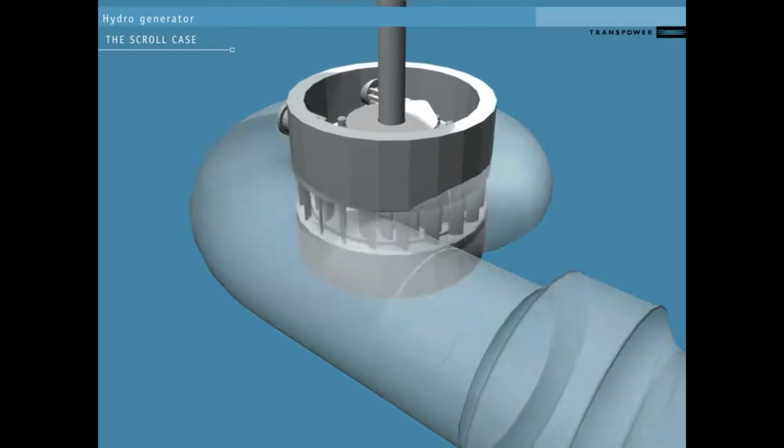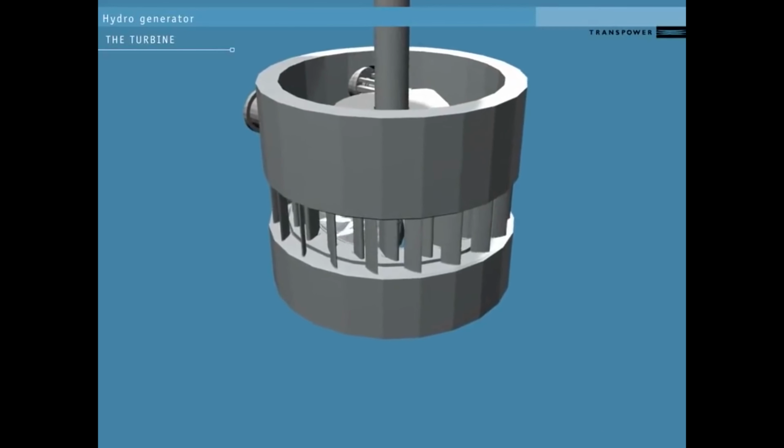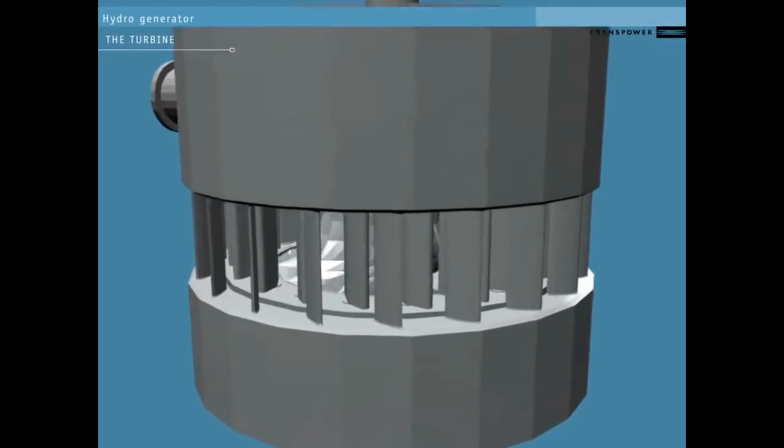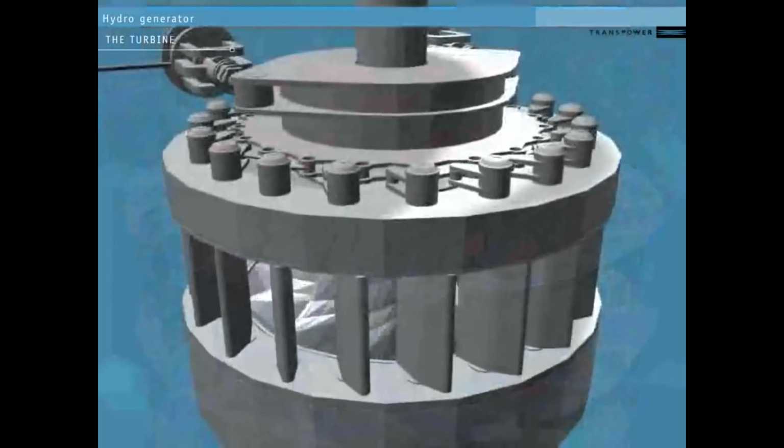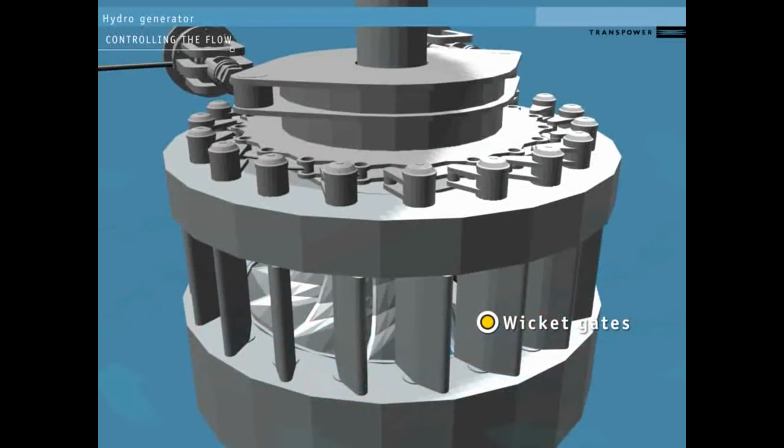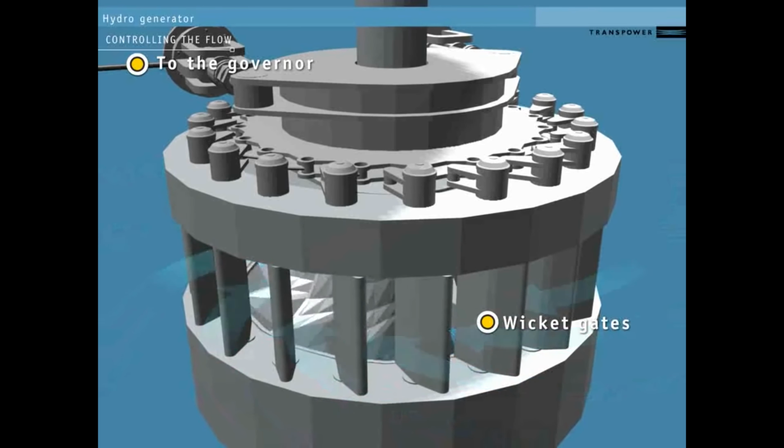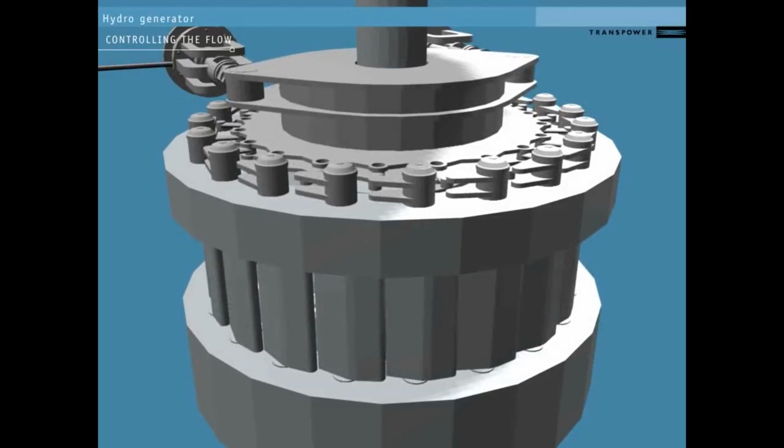Inside the scroll case is a set of vanes called the wicket gates. These control how water flows into the turbine. The wicket gates are controlled by an external governor system. This opens and closes them in response to conditions on the national grid. A high load on the system slows the turbine. The governor system reacts by opening the gates further to speed it back up. Conversely, it will narrow the wicket gates in response to low load on the system.